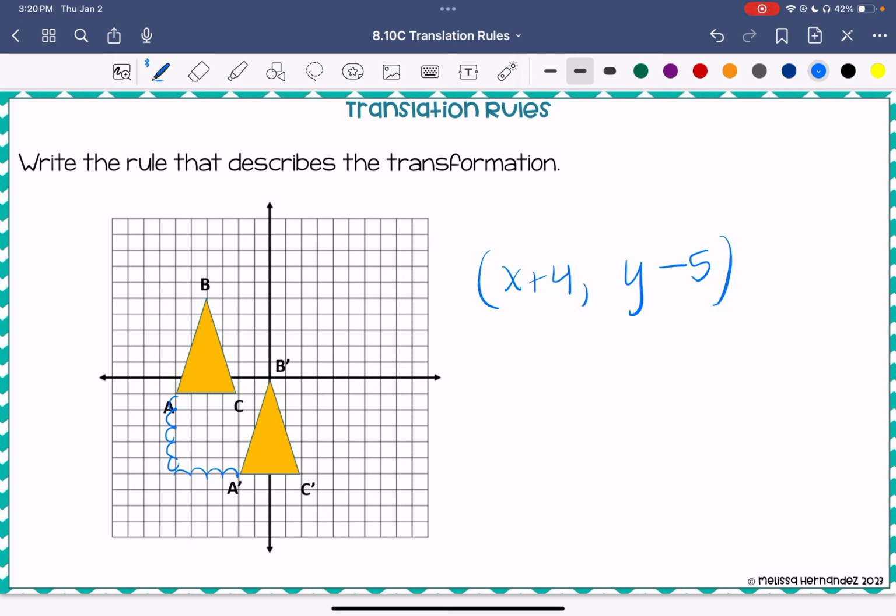Now, if we want, we can verify. Did I go over 4 to the right and 5 down? 1, 2, 3, 4. 1, 2, 3, 4, 5. Correct. Yep. So this is my rule.